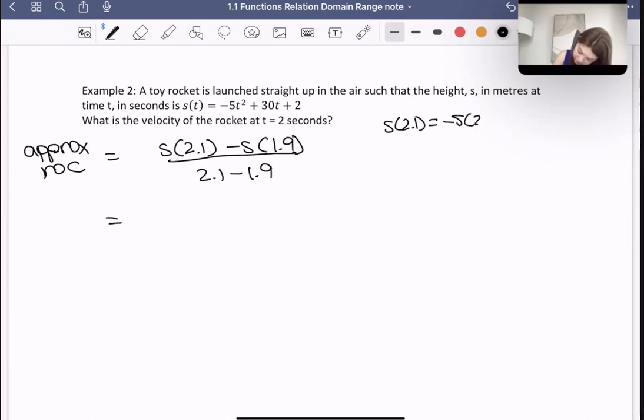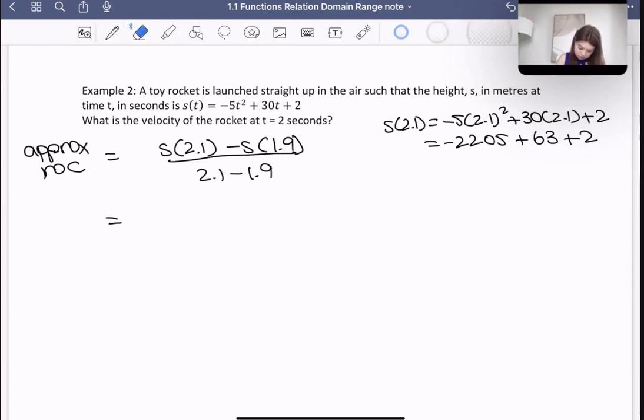And let's see, well, what's s of 2.1? That's negative 5 times 2.1 squared plus 30 times 2.1 plus 2. Okay. So that's going to be negative 22.05 plus 63 plus 2. That's going to give us 42.95.